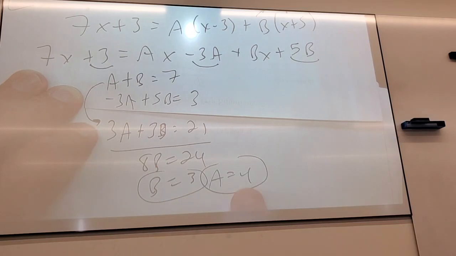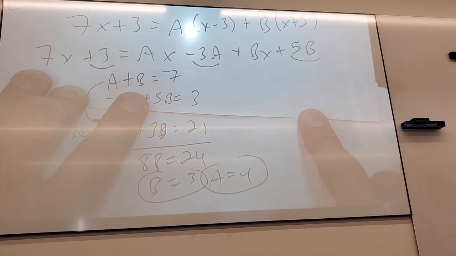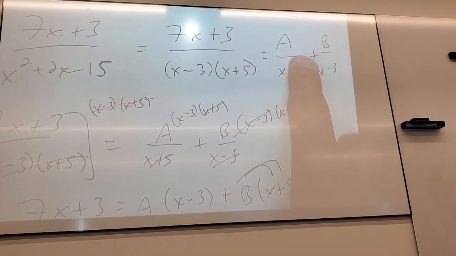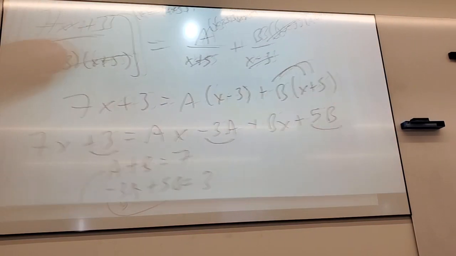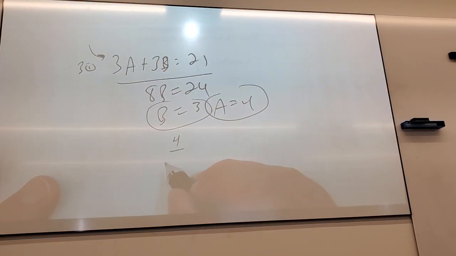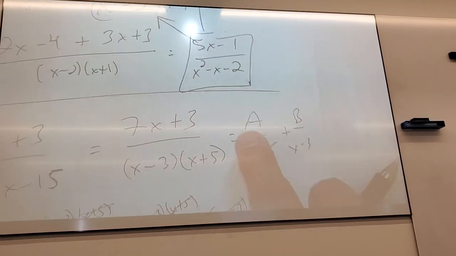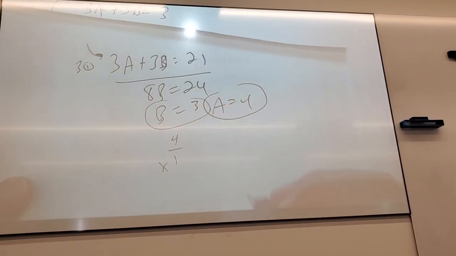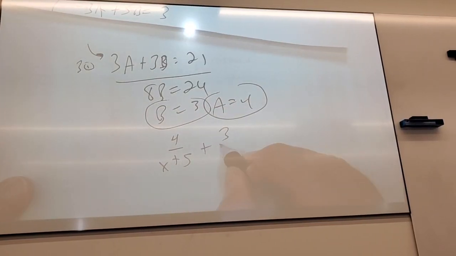So this is not the answer though, of course, right? Where did we get A and B from? They were part of the answer. So what's the answer? It's A over x plus 5, B over x minus 3. A over x plus 5, B over x minus 3.